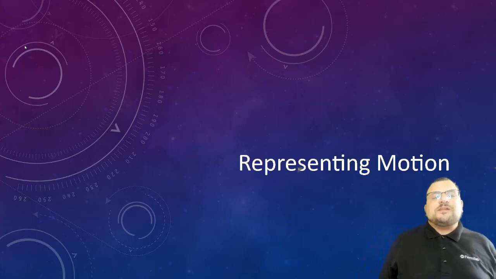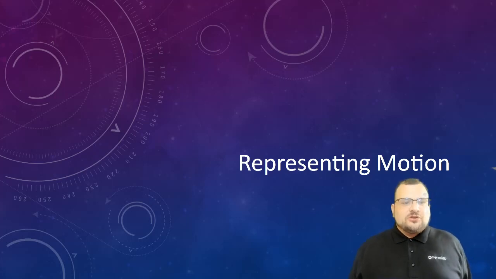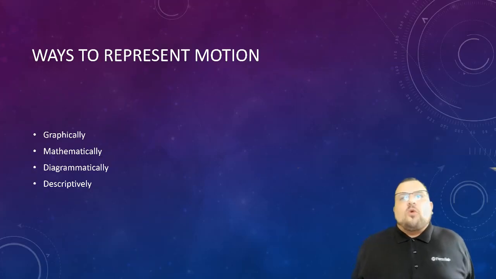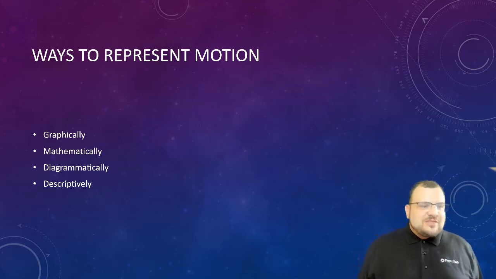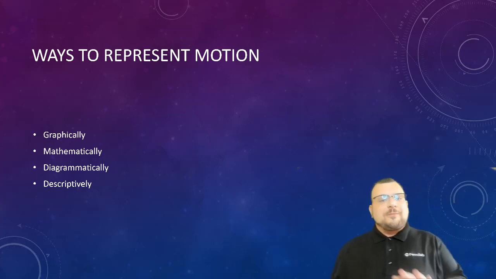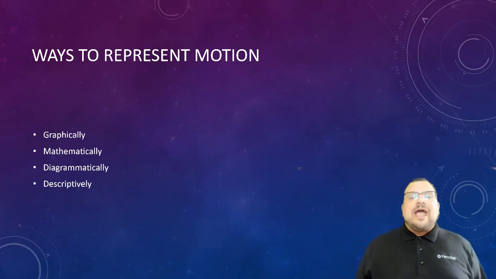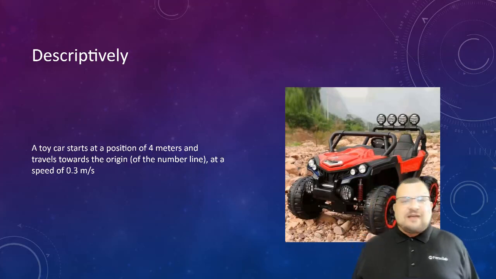Hello, today I'm going to be talking about different ways of representing motion that you can use in physics. There are 4 ways that I'm going to describe today. There's probably more, but these are the 4 that I could come up with. We have graphically, mathematically, diagrammatically, which I swear is a real word, and descriptively. Descriptively is just the way that we use language on an everyday basis.